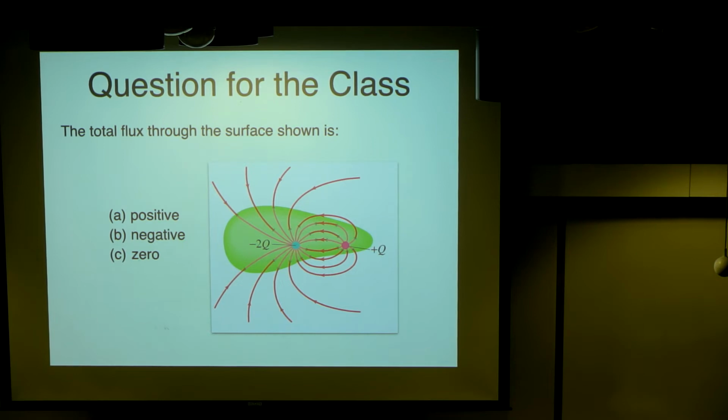What about this surface? Just in case it's not totally clear, we have two charges. One is minus 2q, and the other is positive q, and they're both surrounded by this green surface here. So what is the total flux through that surface? Again, we don't really care to put a number to it, just positive, negative, or zero.